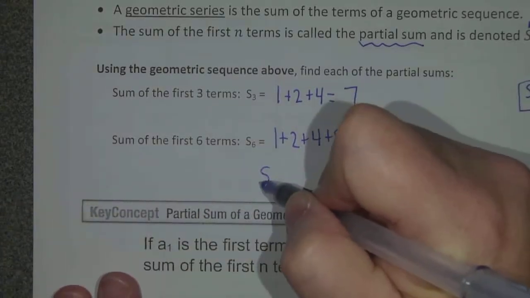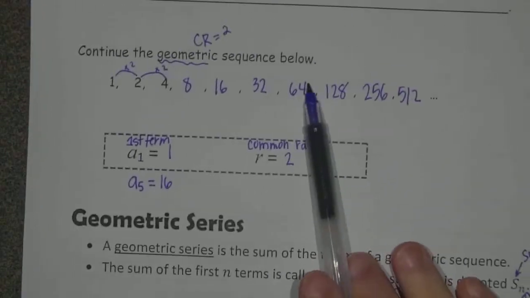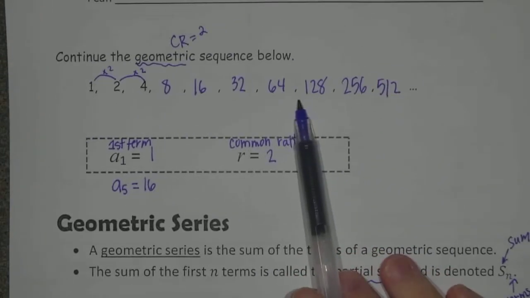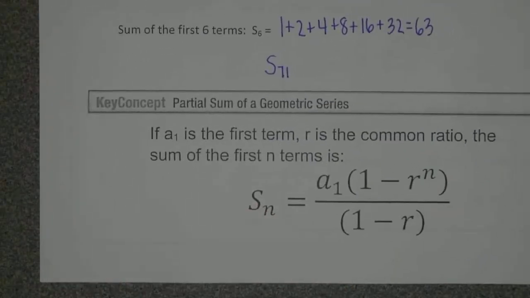But what if I asked you to do the sum of the 71 terms? Anybody want to add 71 numbers together from that series? After you find them, right? Because we haven't even found them all yet. Do you see why a formula would come in handy here?